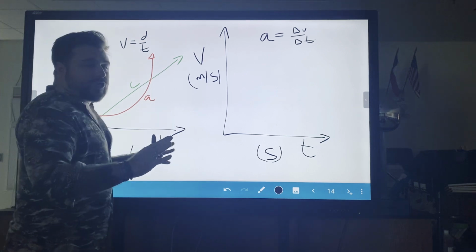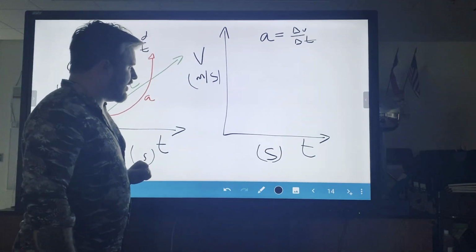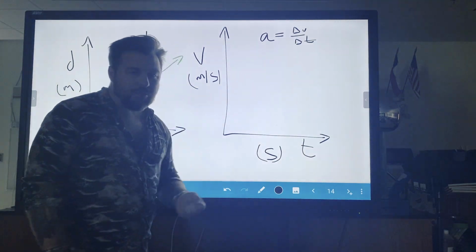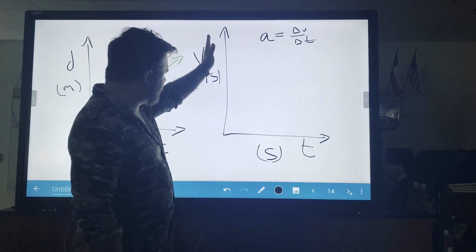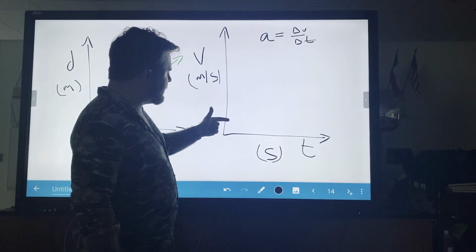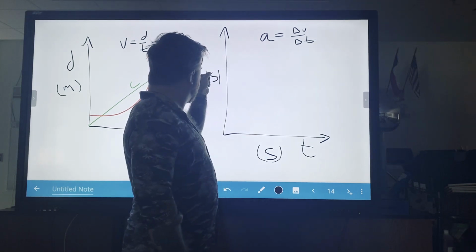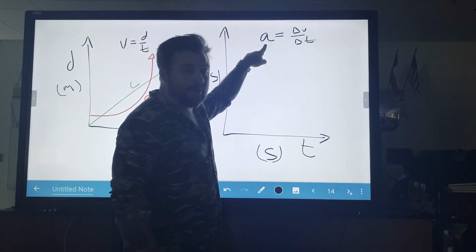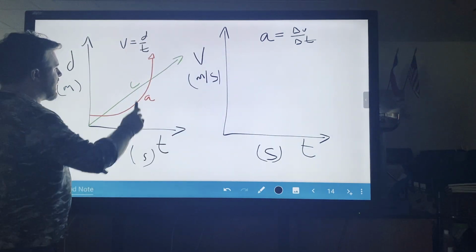So this is what I'm trying to teach you, y'all. Don't look at these lines and try to understand what's going on. Look at the axes, and that will tell the story. As time goes on, what's happening to this axis? The velocity is changing. It could go up, it could go down. Well, if I have changing velocity over changing time, what does that tell me? Acceleration. The slope of this line is acceleration.